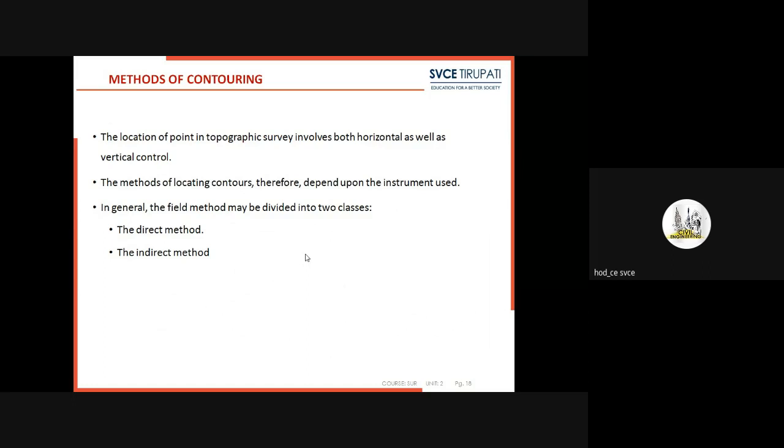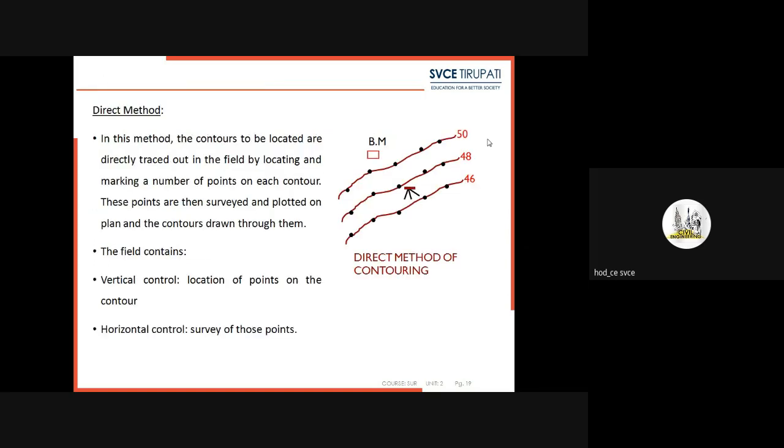And for methods of contouring, we have two methods. One is the direct method, another one is the indirect method. What is the difference between the direct method and the indirect method? In the direct method, for example, I will give another example. If you are going to calculate the RLs for the different stations, and if most of the points have 98.6 as the RL, that means you have calculated so many stations, and most of the points have a 98.6 RL. In that case, we have to join the line. So that is the direct method.